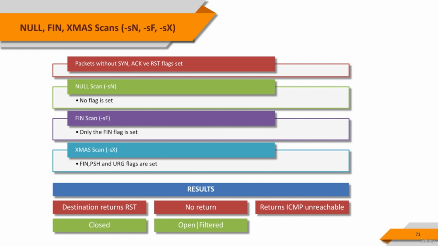If an ICMP unreachable error, type 3, code 0, 1, 2, 3, 9, 10, or 13 is received, the port is marked as filtered. So as a result, with these types of scans, you can find out if a port is closed or not. It's not possible to understand if it's open or filtered if there's no response.